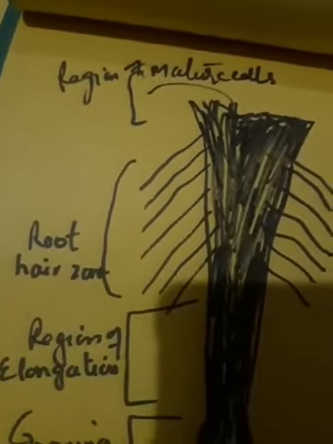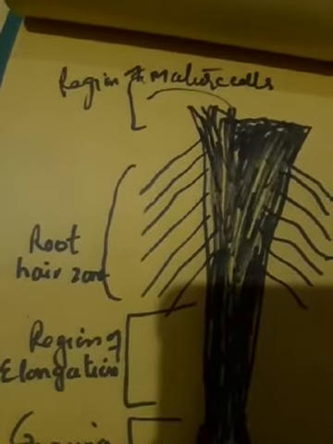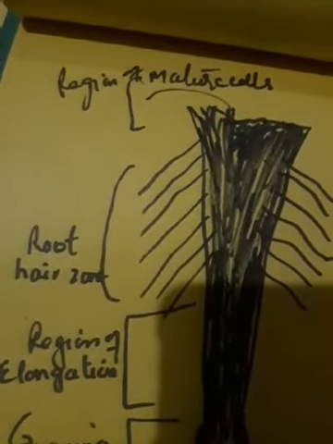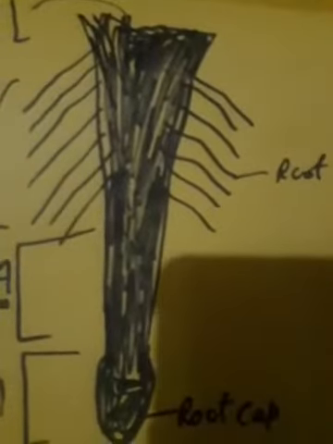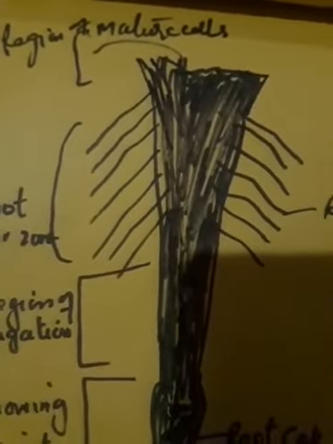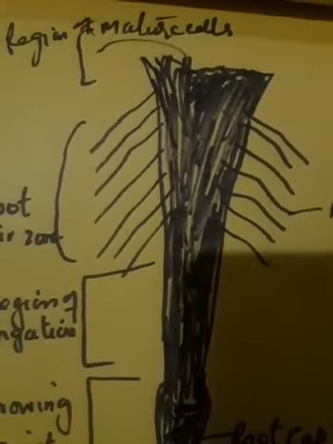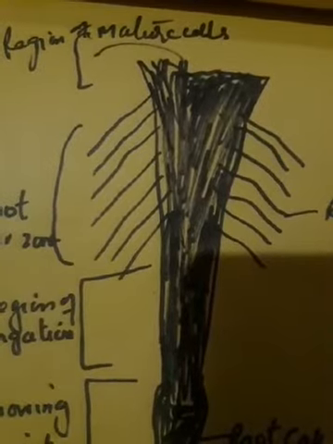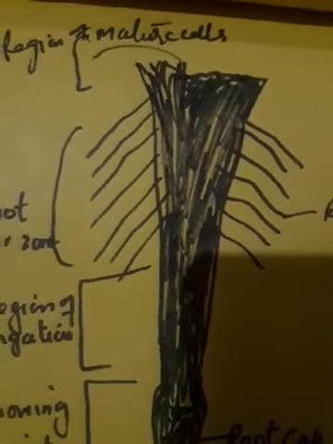Some of the cells of this zone give rise to tubular outgrowths called root hairs. In this region, root hairs develop. The root hairs increase the exposed surface of the root for absorption. Seen from the surface, the root hairs appear as white cottony fibers. Their main function is to absorb.